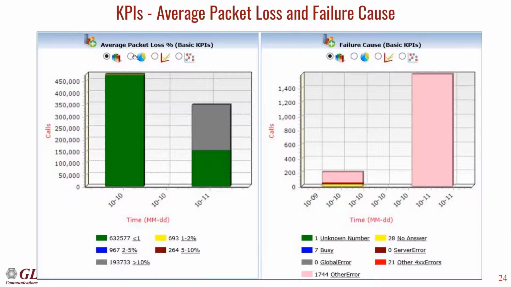How many packets were received, where there's very little packet loss, how many calls had between 1% or 2% packet loss, and so on. Same thing for if there's a call failure, what the reason was. So this is just giving you a quick look at the pass or fail results that have been collected by the NetSurveyor.